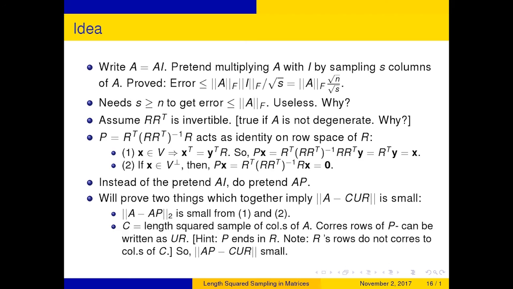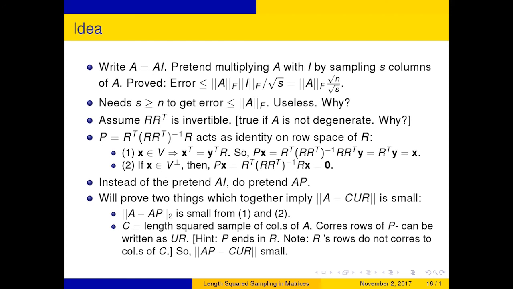We also have to prove that AP is close to CUR. So I want to prove A is close to CUR. I prove A is close to AP, and then I prove AP is close to CUR. I do that by doing a pretend multiplication of A and P. C is a length squared sample of columns of A. I know how to do pretend multiplication, so I can do length squared sampling of columns. I want to pick the corresponding rows of P. I will observe that, in fact, I can do that. That will look like U times R.